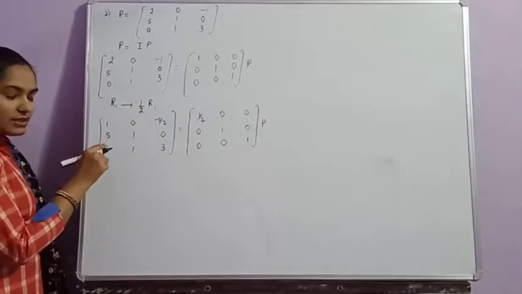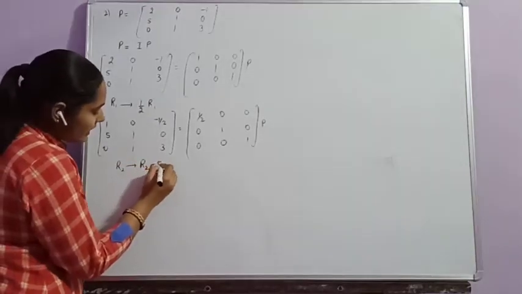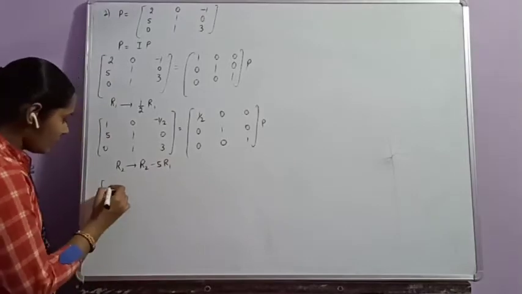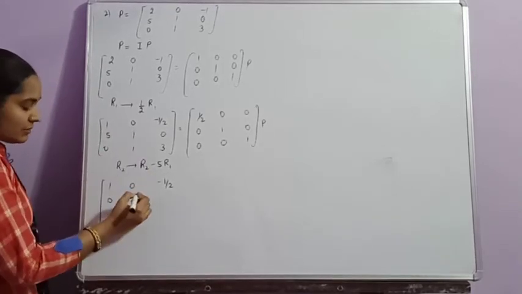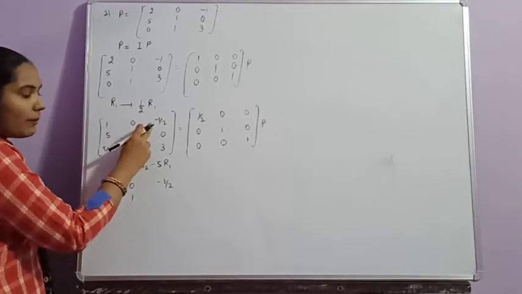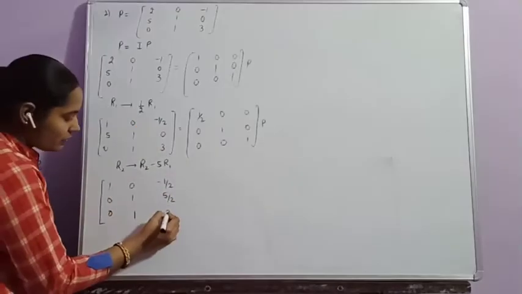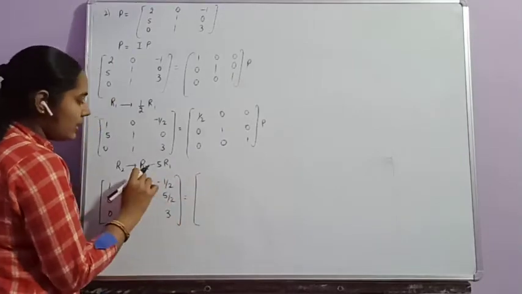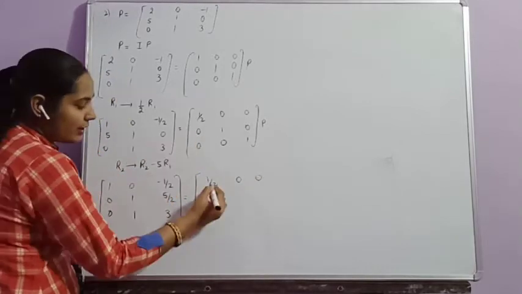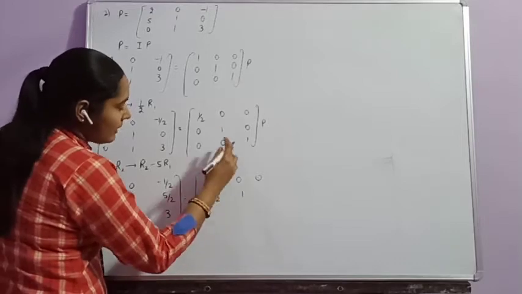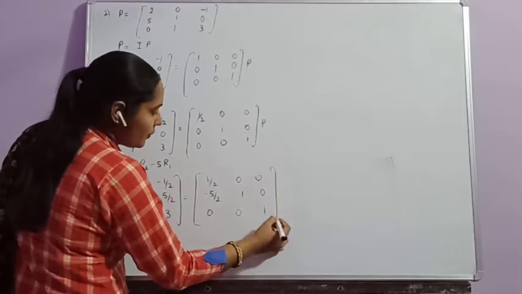Now we have to form 0 here, so we apply the operation R2 as R2 minus 5 times R1. The first row will remain the same. 5 minus 5 is 0, 1 minus 5 times 0 is 1, 0 minus minus 5 by 2 that is plus 5 by 2, and 0 1 3. On the right hand side, R2 gives 0 minus 5 by 2 that is minus 5 by 2, 1 minus 5 times 0 is 1, 0 minus 0 is 0, and 0 0 1 into P.